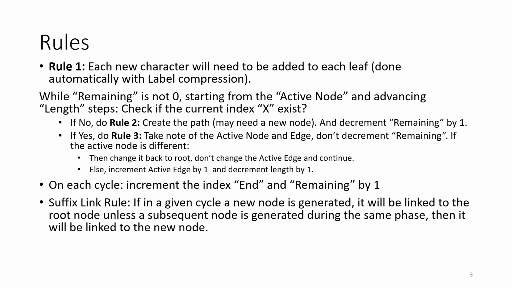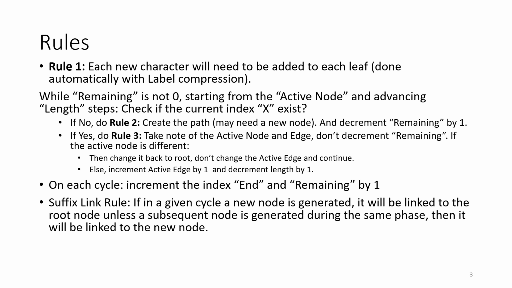For rules 2 and 3, that's going to be the main loop. We'll ask: while remaining, which is just a variable that we're going to have, is not 0, we start from the active node and advance length steps. Length is another variable that we're going to have. We'll check if the current index x exists. For that, we can only answer yes or no.